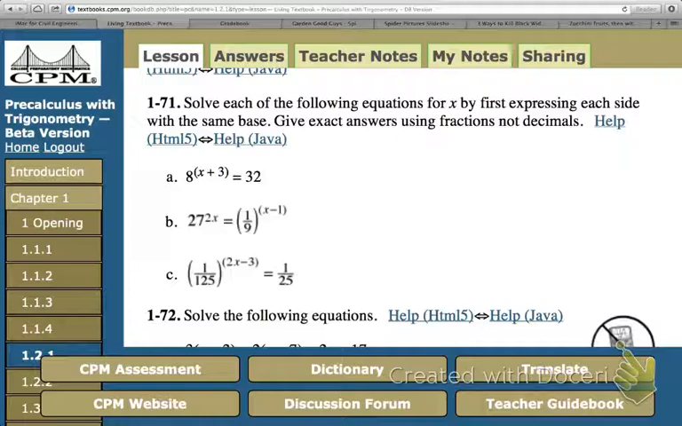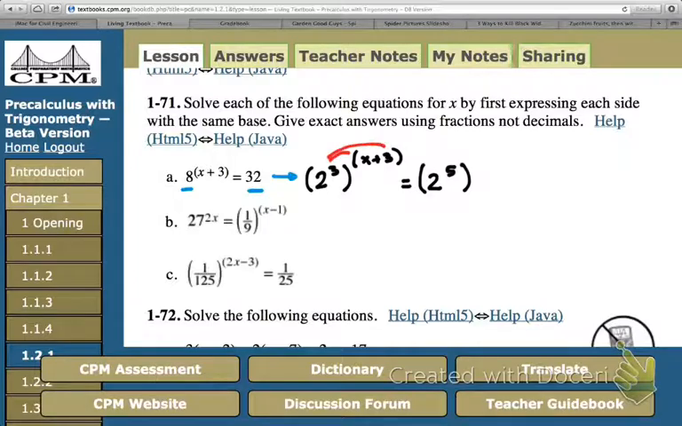71 says to solve each of the following equations for x by first expressing each side with the same base. Alright, this is a great question, and we'll look at each of these. You want to find what's common between the two, and you'll see why in a sec. We can see that the common base between each of these is 2. So we're going to say 2 to the third is the same as 8, and that's all to x plus 3, which is equal to 2 to the 5th, okay, which is 32.